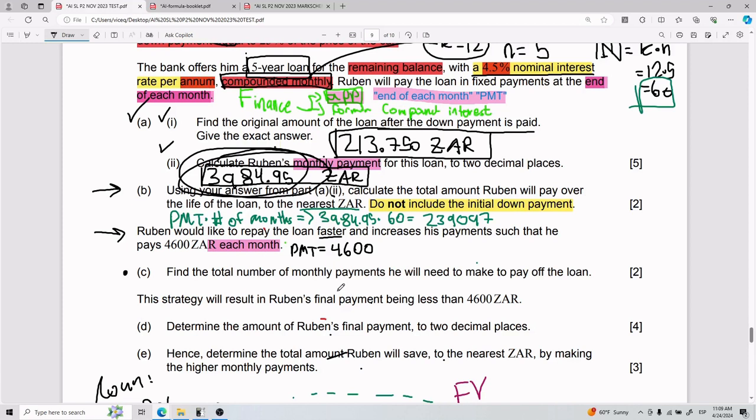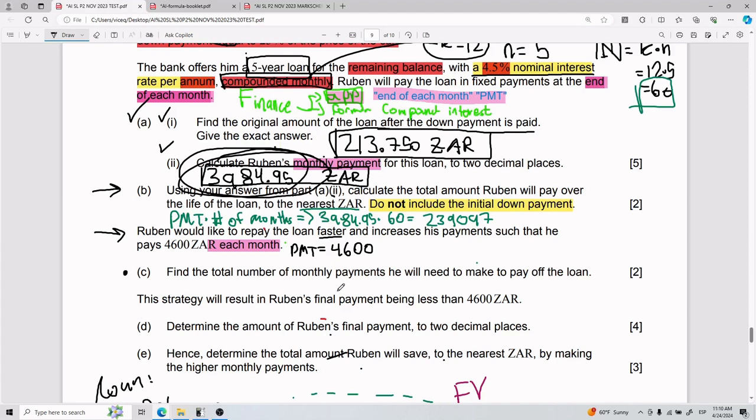Imagine I owe you $10 and I say, okay, every week I will pay you $1 back. It's going to take 10 weeks to pay back the $10. And now imagine that midway through, I'm like, you know what? I'll start paying $2 per week. Of course it's going to be faster. Of course it's going to be fewer weeks. And so here, in a much more complicated way, the IB tells you, all right, our good old friend Ruben wants to pay his loan faster. How would this affect the amount of time or the amount of monthly payments?